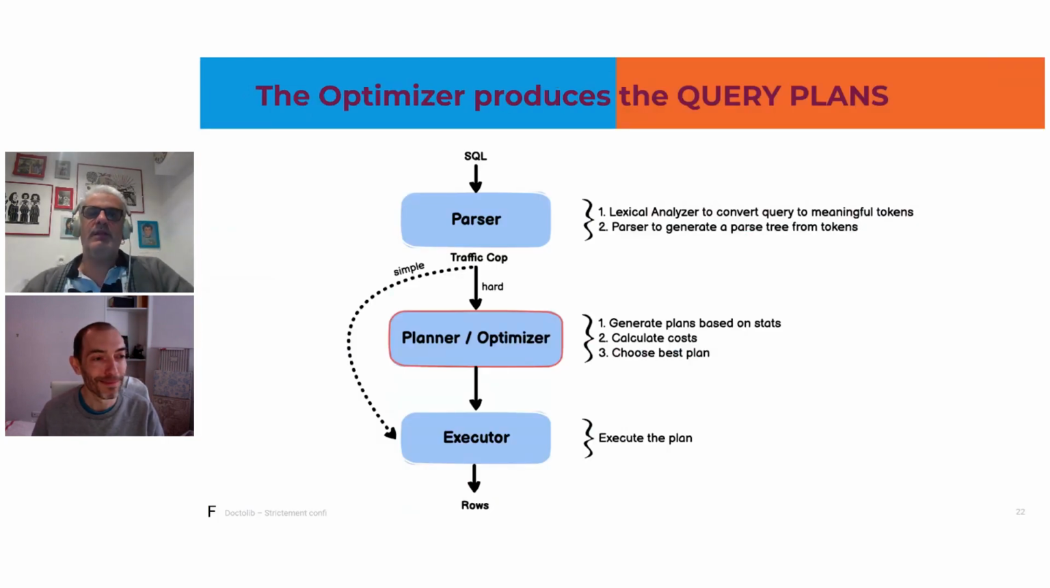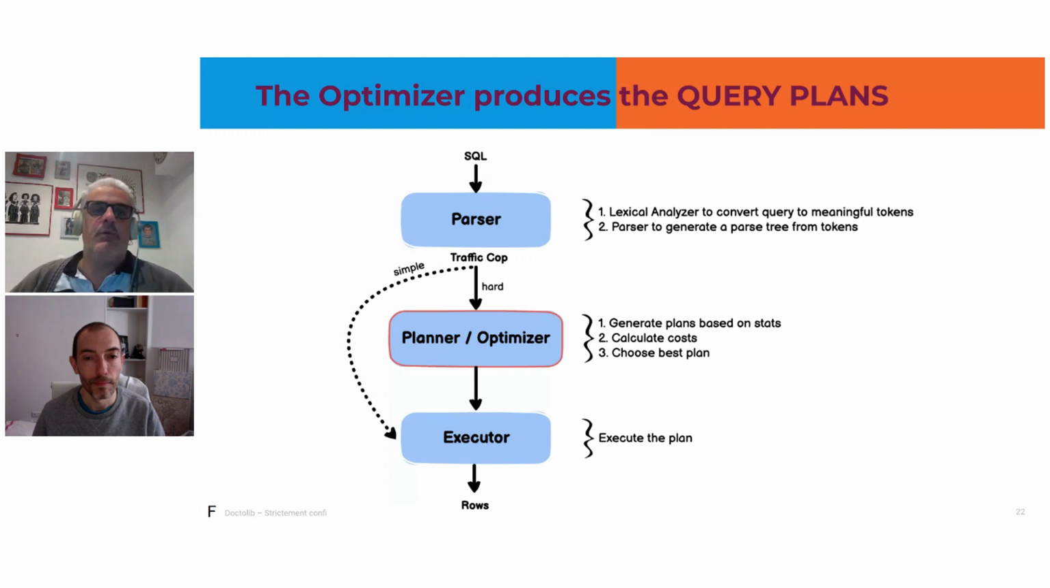Okay, so what is the optimizer? How does it produce query plans? Every time you shoot a query to the Postgres server, there are three steps that are mandatory for all queries that manipulate data. We start with the parser. The parser looks at your query and tells you whether the query is syntactically correct. That's what we call the lexical analyzer. And if the query is correct, it will generate what we call a parse tree.